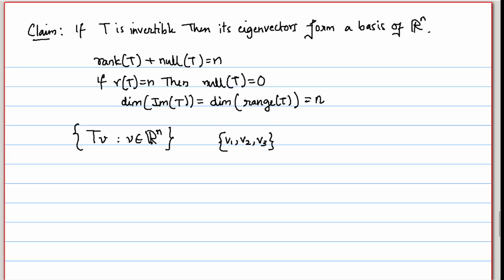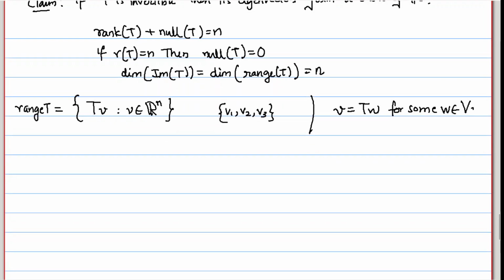This is the range, right? So any V can be written as T into W for some W in V. This is ontoness, right? These are basis vectors, right? So you're saying every basis vector will be an eigenvector? But how do you go about proving it?